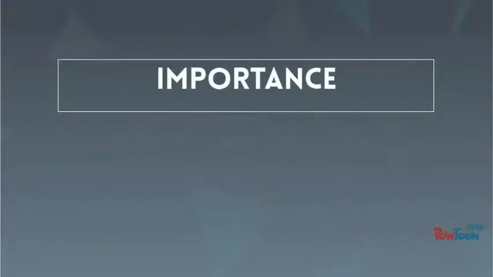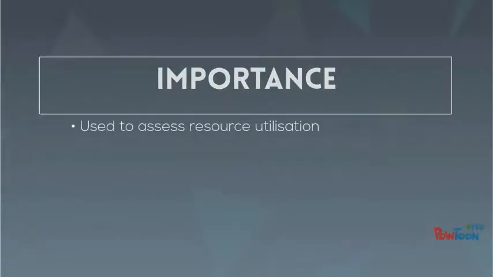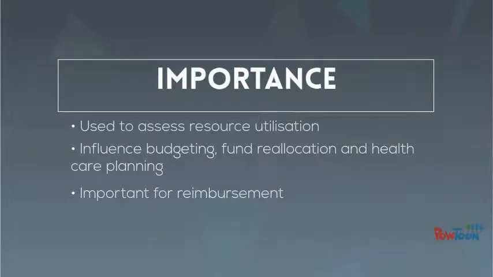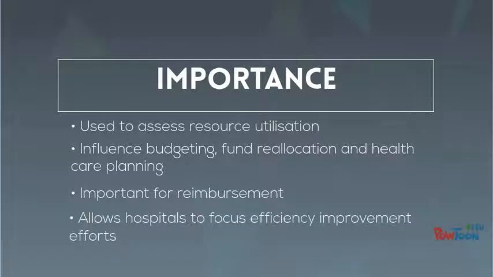So why is this number important? This indicator is used to assess how well an organization is utilizing its resources and can be used to influence budgeting, fund reallocation, and healthcare planning. RIWs are an important measurement for hospital cost and reimbursement, and hospitals under an activity-based funding model are paid, in part, based on outputs that RIWs measure. Examining the differences in resource utilization can allow hospitals to focus efforts to improve efficiencies.